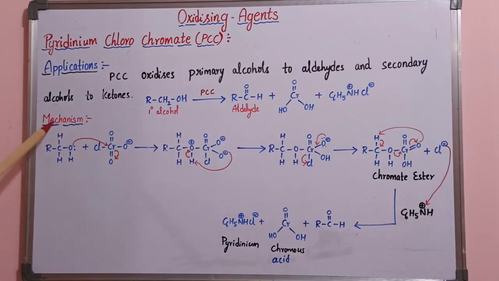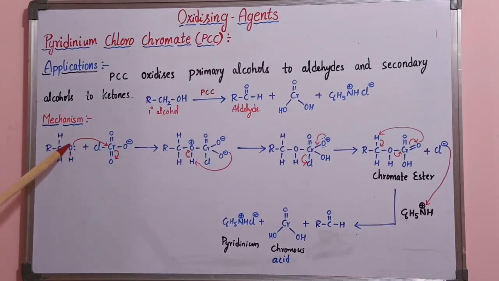Reaction. So I am taking a primary alcohol, and I am taking a chlorochromate ion from PCC. First, I am shifting the C double bond O bond, that means the CO bond, towards oxygen. So the pi bond is shifted towards oxygen. Oxygen gets a negative charge, and chromium gets a positive charge.